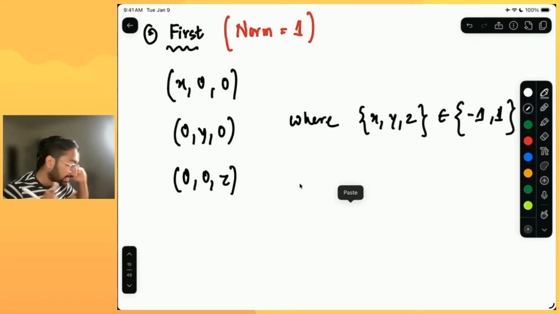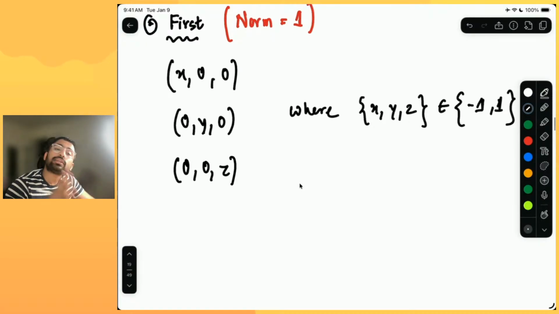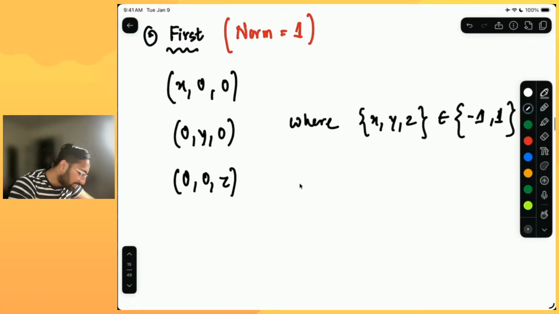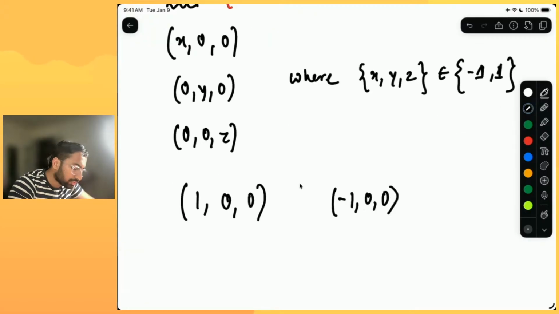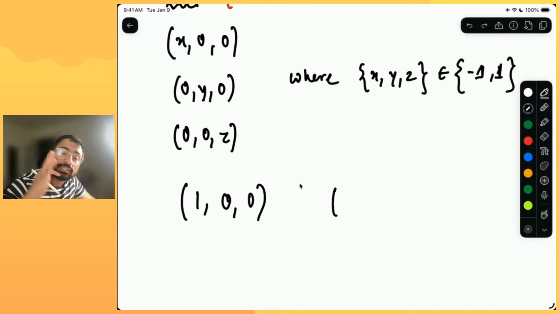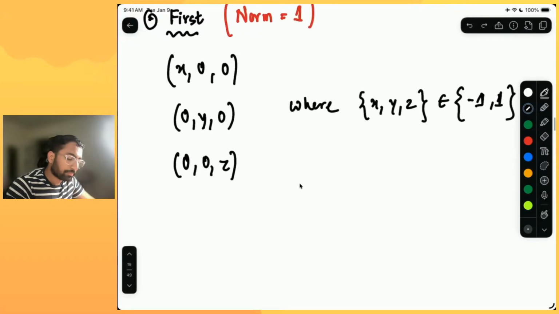But there is another restriction out there. The second level of restriction is that they are orthogonal. If you observe carefully, for example, 1, 0, 0 and -1, 0, 0 cannot be orthogonal because their dot product is -1. So there are 3 vectors and they will be orthogonal to each other. The only possible cases are that each one of them, there are 3 row vectors, so one will have this, one will have this, another one will have this.